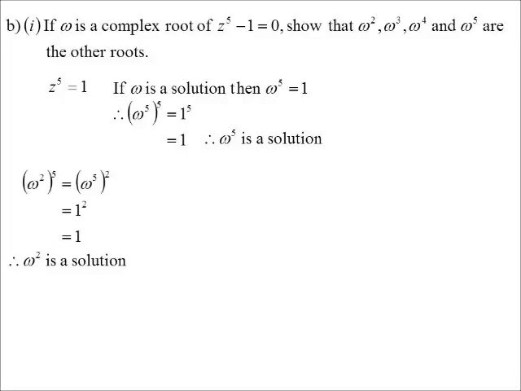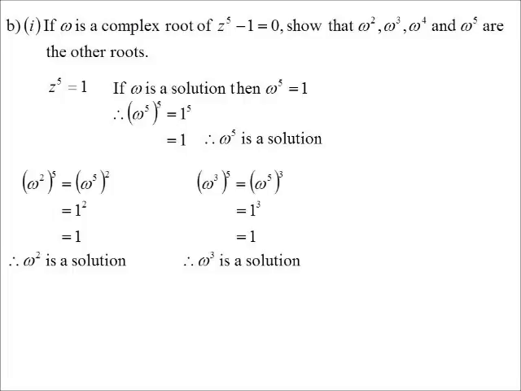The other thing I know is omega squared to the power of 5 is the same as omega to the 5, squared, just playing with the index laws there. But we know omega to the power of 5 is 1, and 1 squared is 1. So hang on a sec. When I substitute in omega squared, I get the answer 1. It must be a solution.